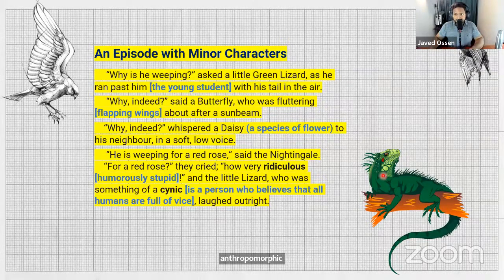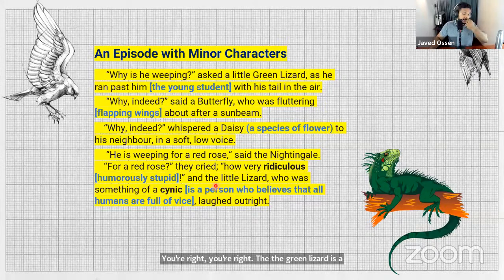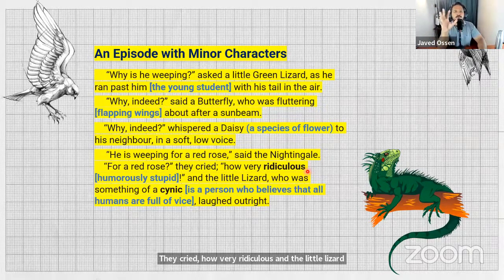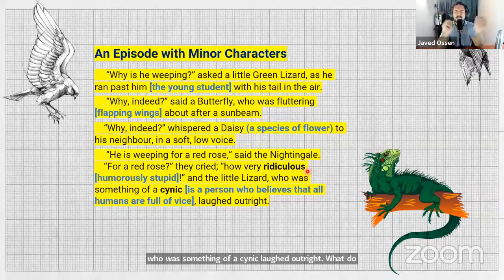You're right. The green lizard is a cynic, right? Cynic, right here. We'll talk about his cynicism. He is weeping for a red rose, said the nightingale. For a red rose, they cried. How very ridiculous. And the little lizard, who was something of a cynic, laughed outright. What do you mean by cynic? Someone who thinks that all people are bad.